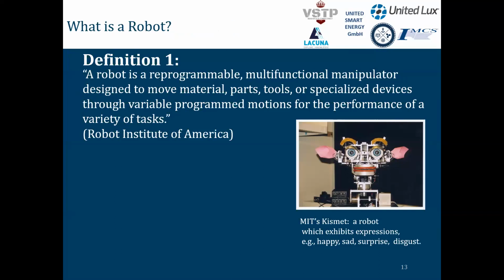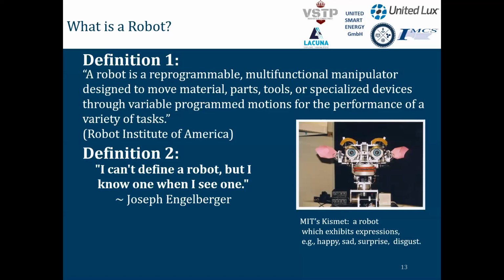Oh, wow. That is really a long definition, and even I do not like it. They say it is reprogrammable, okay, but then also variable programmed motions, so this programmable thing twice. And what about welding robots? I do not see where they would fit. Then there is another definition from Joseph Engelberger, who makes his life pretty easy. He says, I can't define a robot, but I know one when I see one.